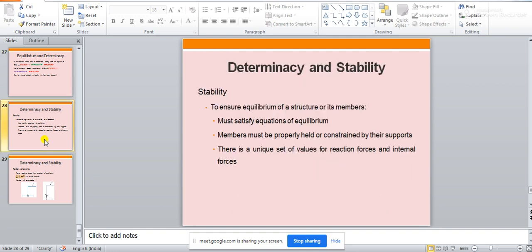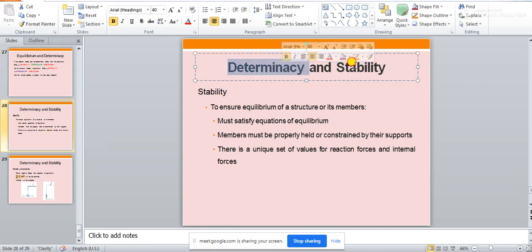the determinacy and stability. See, determinacy and stability, these two things you need to understand hand in hand. Because if a structure is not stable, whether it is determinate or indeterminate doesn't matter. The first and foremost condition of any structural analysis is that the structure needs to be stable. So what is the condition of stability?